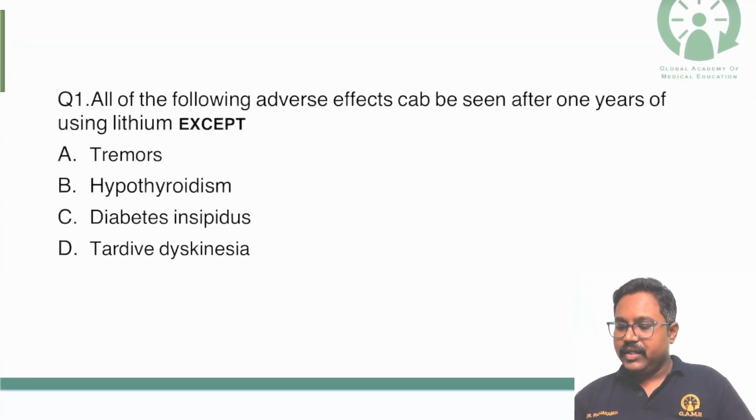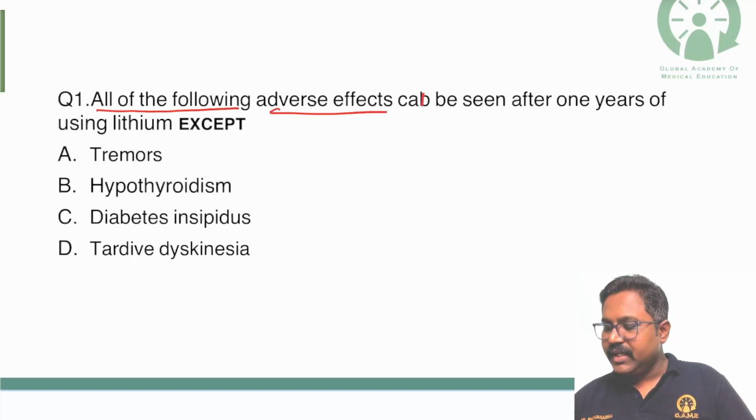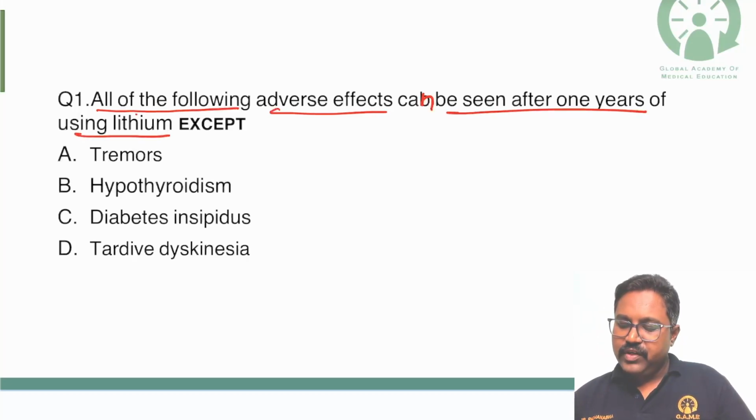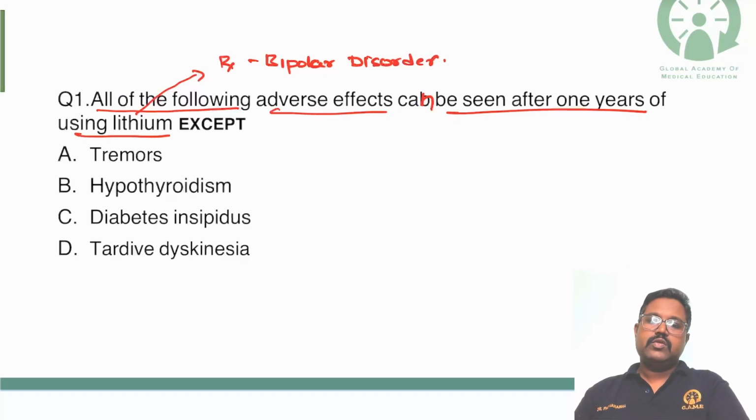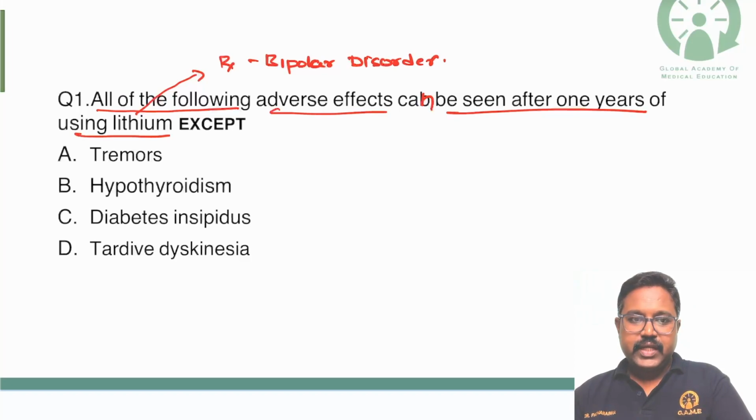All of the following are the adverse effects that can be seen after 1 year of using lithium. So where do we use lithium? Lithium is used in case of the treatment of bipolar disorders. So which are all the side effects which you can encounter with respect to the lithium? So they are asking the clear-cut question, that is exception.